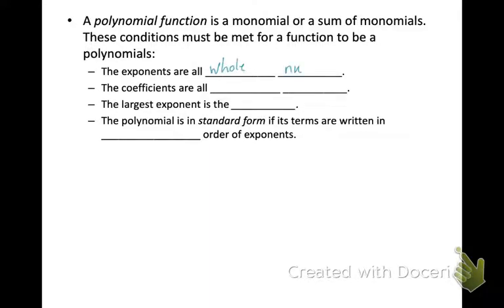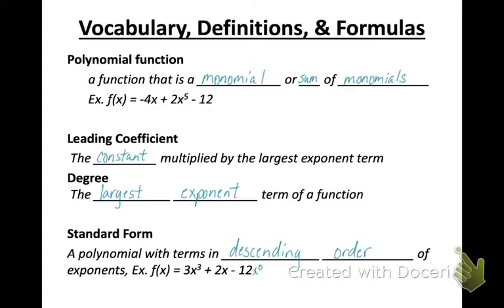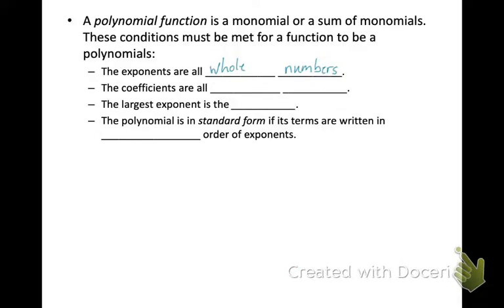All right, let's back up a little bit. So a polynomial function is a monomial or a sum of monomials. We just got that definition down. There are two conditions that must be met for a function to be a polynomial.